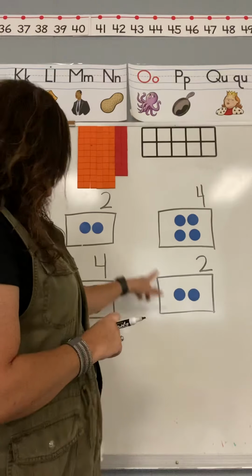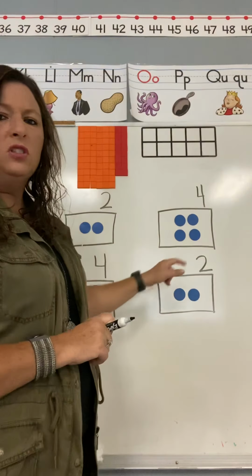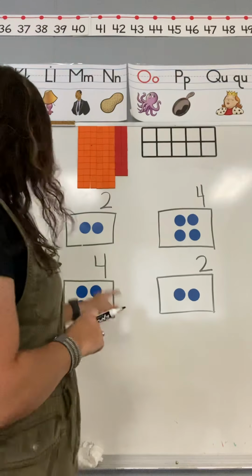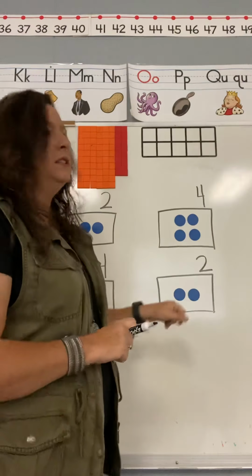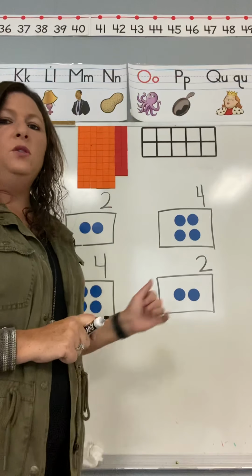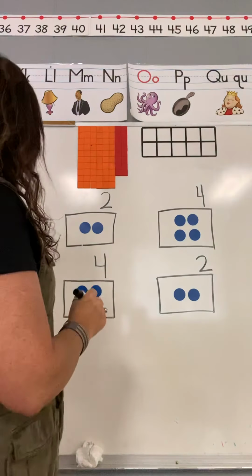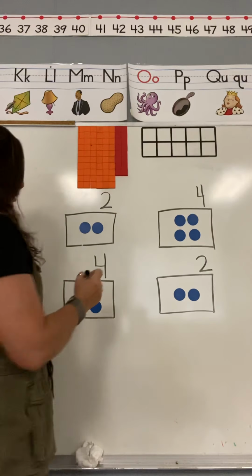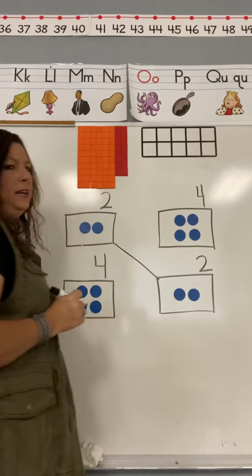Let's look at the last one. Oh, let's look at these. 2 and 2, those numbers look exactly the same, don't they? And then let's look at the objects. 1, 2 inside that box. 1, 2 inside that box. Are those exactly the same? They are, aren't they? Yes. So on the board, I'm just going to draw a line saying these 2 are the same.